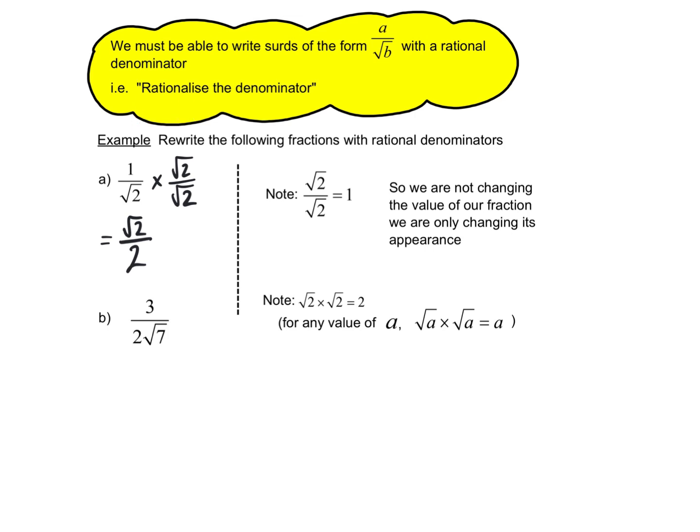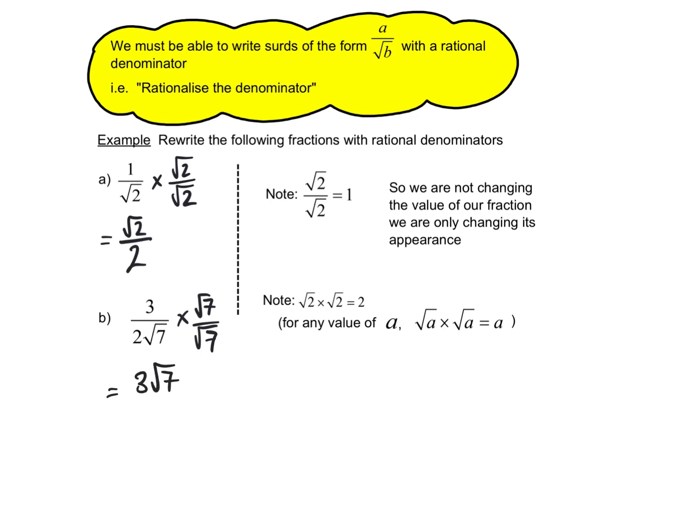In example B, we've got 3 over 2 root 7. The bit of this that I want to deal with is the root 7. Remember, I'm interested in getting rid of this square root. So again, I'm going to multiply by 1, but I'm going to write 1 in a specific way. I want to get rid of this root 7, so I'm going to write 1 as root 7 over root 7. And then top times top, 3 times root 7 is 3 root 7.